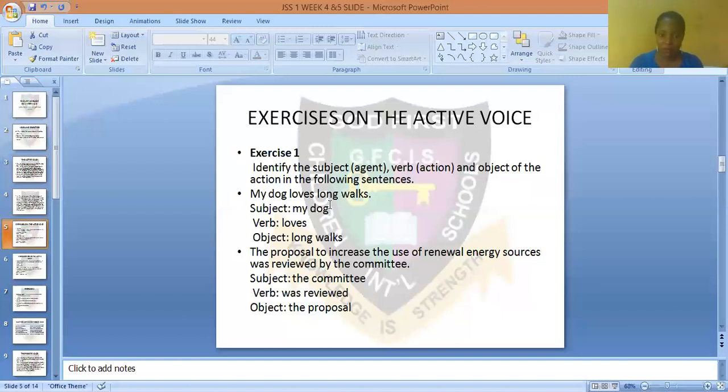Another exercise here: the proposal to increase the use of renewable energy sources was reviewed by the committee. Now, in this sentence, the committee is the subject of the sentence. The verb here is was reviewed, while the object is the proposal.